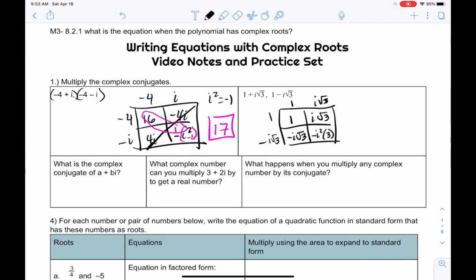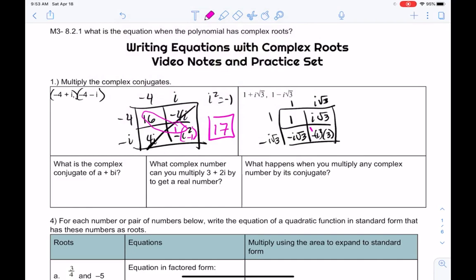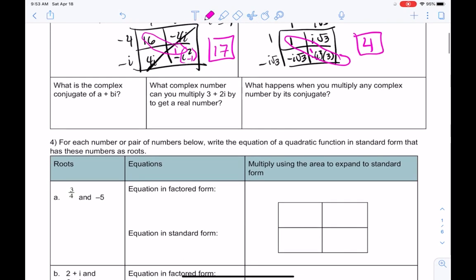So we end up with 3 times negative i squared. And again, i squared is just -1, so this piece right here is going to become +1 again. 1 times 3 is 3. We combine our like terms and we get plain old 4. How cool is that?